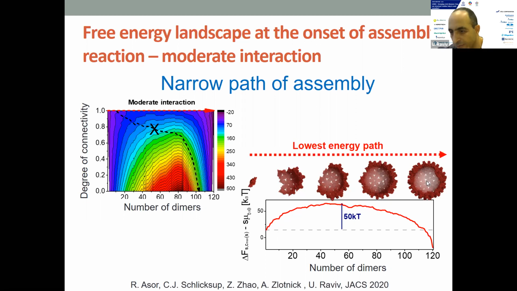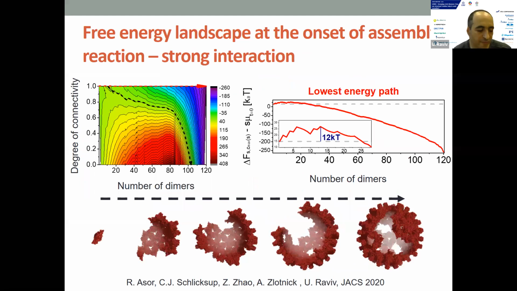And eventually, well-formed particles, once they cross the barrier, will not cross back, and they will continue to the well-formed particles. So these conditions, close to physiological, are good conditions for successful assembly.